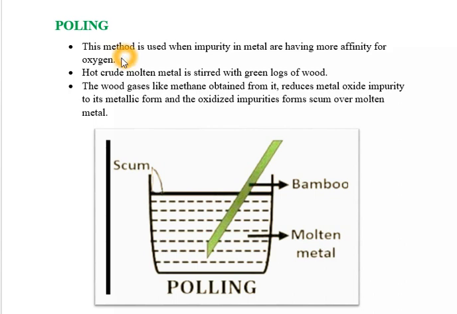The third method is the poling method. In this method, if your impurity has more affinity for oxygen, then the poling method is used. The hot crude molten metal is stirred with green logs of wood. Here you can see bamboo is used. The wood gases like methane obtained from it reduce the metal oxide impurity to its metallic form. If the impurity is in the oxide form of the metal, then it gets reduced.